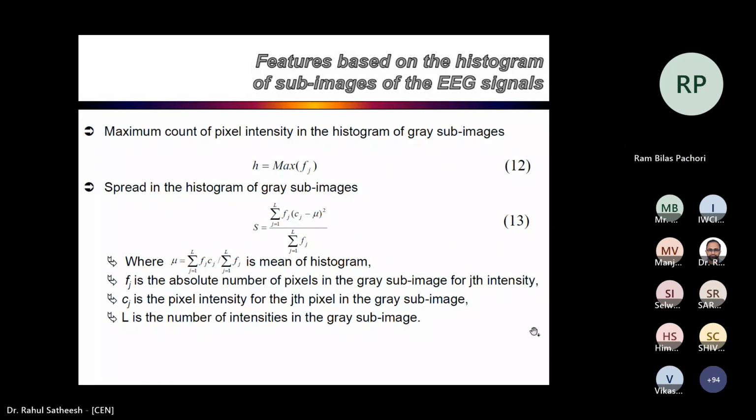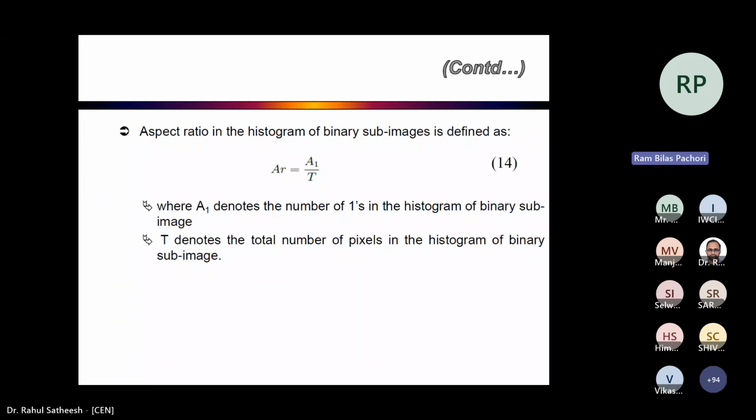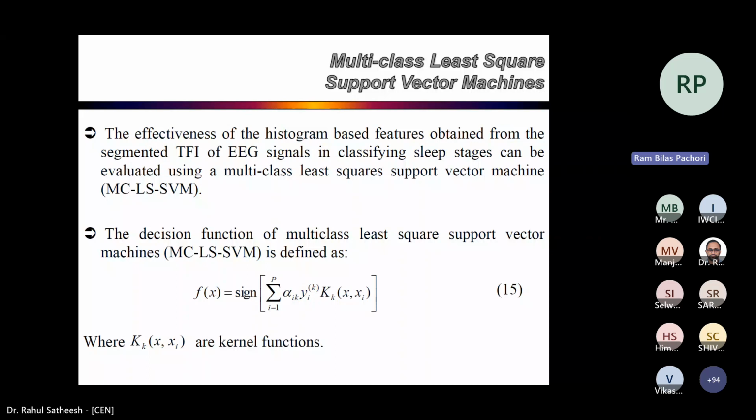Next slide please. And the aspect ratio in the histogram of binary sub-images is defined by equation 14. Next slide please. So now this entire problem in sleep stage classification is a multi-class classification problem. Earlier, in the case of epilepsy, this was a two-class classification problem. But here you have multiple classes: in the R&K standard you have 6 sleep stages, and in the American Academy of Sleep Medicine you have 5 sleep stages. Now we want to classify these multiple classes.